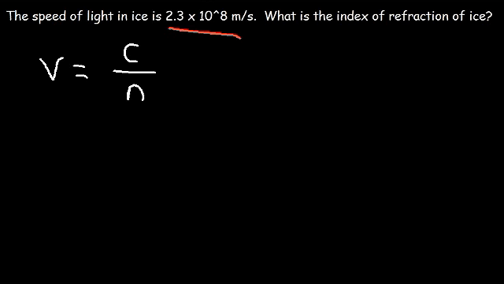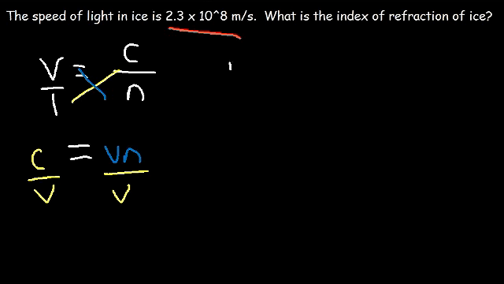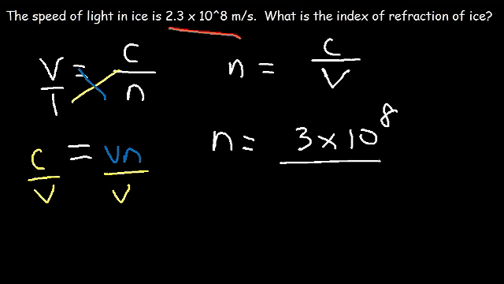So let's rearrange the equation. Let's cross multiply. 1 times C is C, and V times N is just Vn. And then if we divide by V, the index of refraction is the speed of light in a vacuum divided by the speed of light in the material. So it's going to be 3 times 10 to the 8 divided by 2.3 times 10 to the 8. We can cancel the 10 to the 8s.